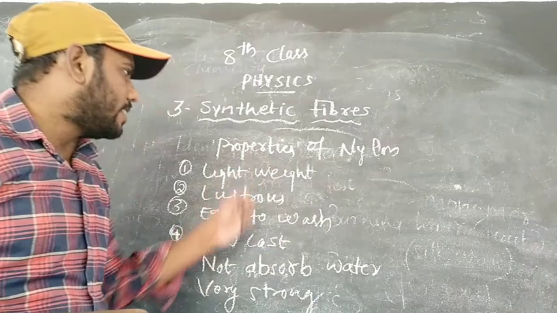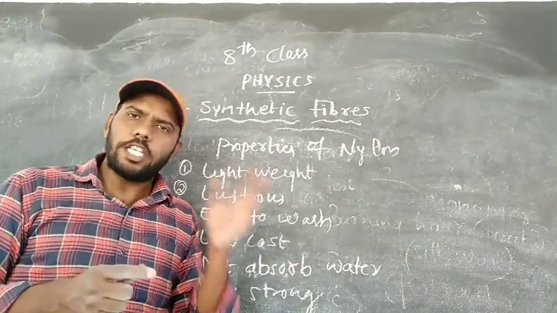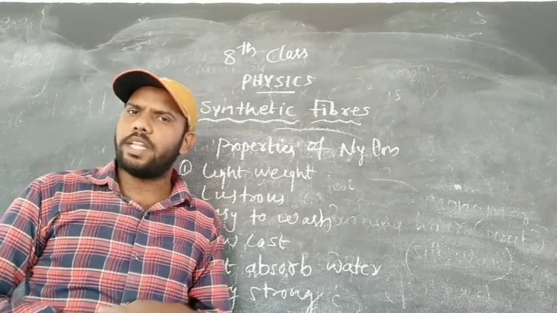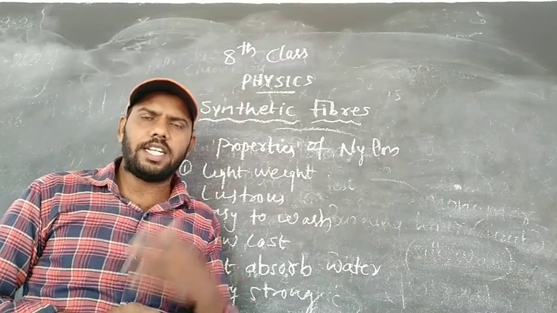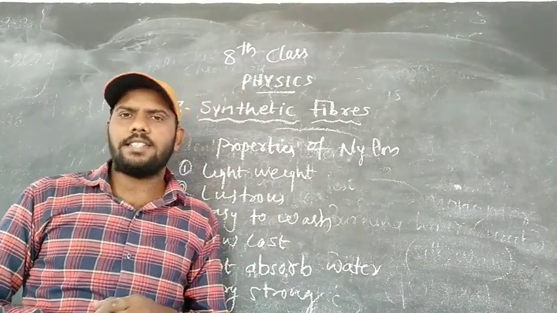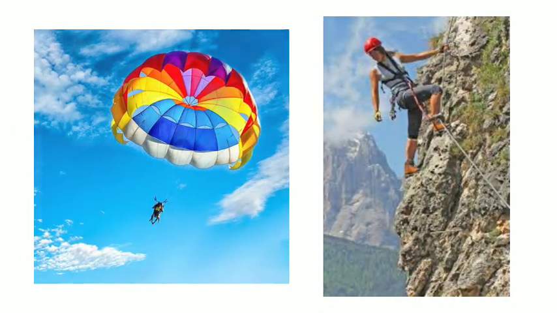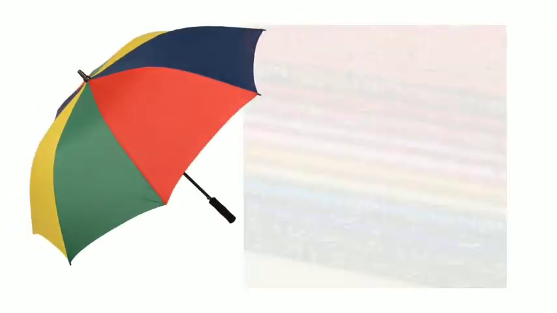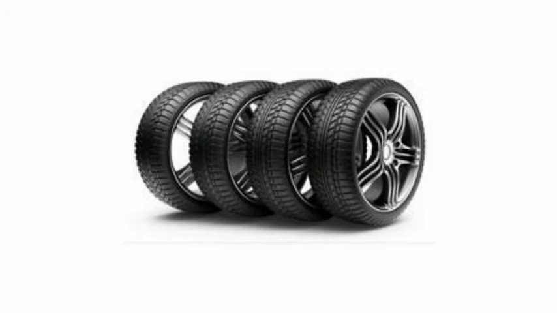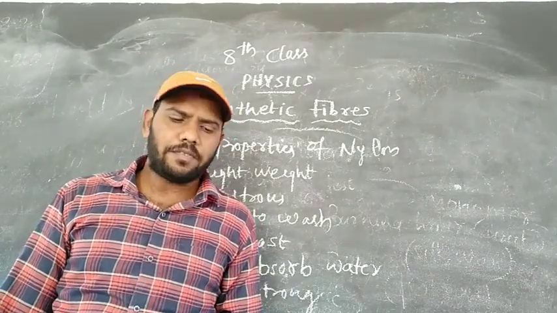Got it, children? So these are the properties of nylon. Due to these properties, nylon became famous all over the world. Now let us understand some examples of nylon. Okay, children, let us look at the picture here. Here you can see examples of nylon. Nylon is used to make parachutes, rock climbing gear, swimsuits, sails, umbrella cloth, dress material, car tires, etc. So these are the areas that can be made with the help of nylon.